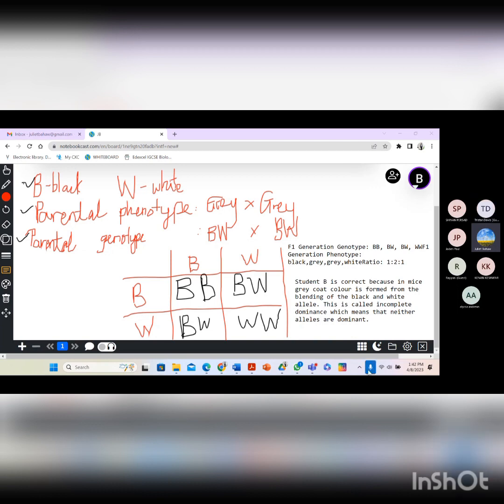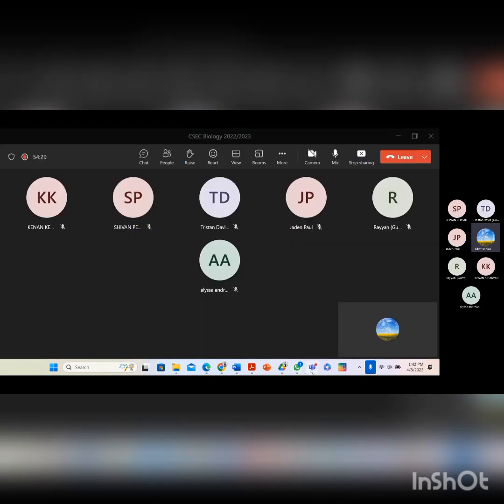Okay, so I want to show you another question which involves the same thing, same colors, but in flowers. So just hang on 1 second and we'll get that question.